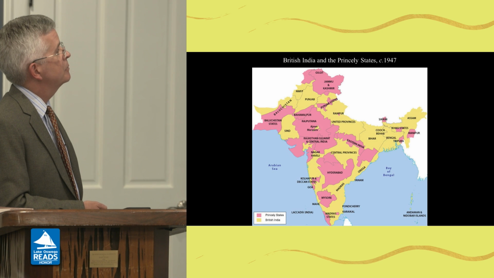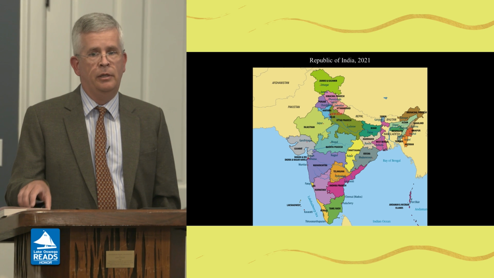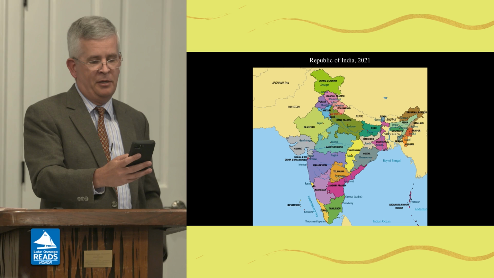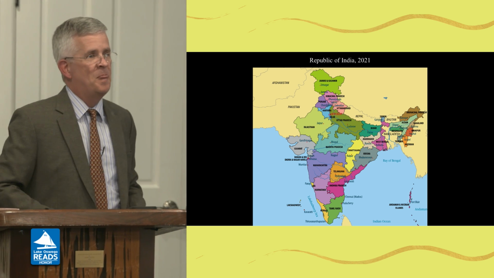So this is British India. We're familiar with this map. And then this is a map of India today. These are the states of India. Even before independence, sorry, I'm going to do a time check here. Oh, all right, I got to wrap it up.